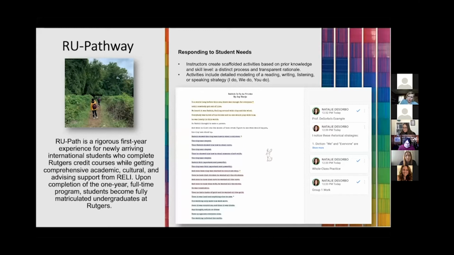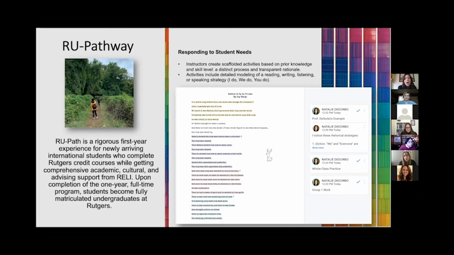Thank you, Nella. So I'm going to talk about the RU Pathway program. RU Path serves non-matriculated international students, or multilingual students from all over the world, mostly international students. Currently, we have students from Argentina and mainland China in the program. Each course in the program is designed to promote language acquisition and familiarize students with American educational conventions and learning skills like time management, note-taking. Upon successful completion of the program, these students become matriculated undergraduate students.